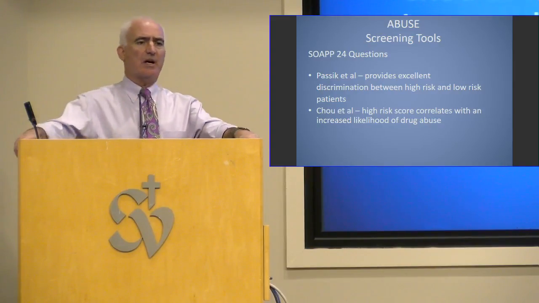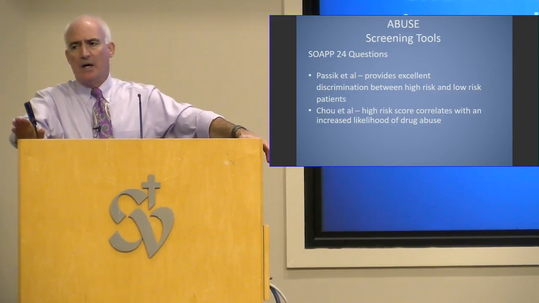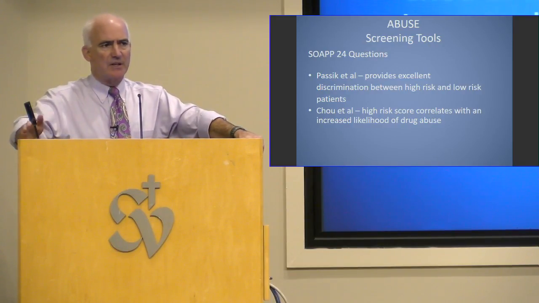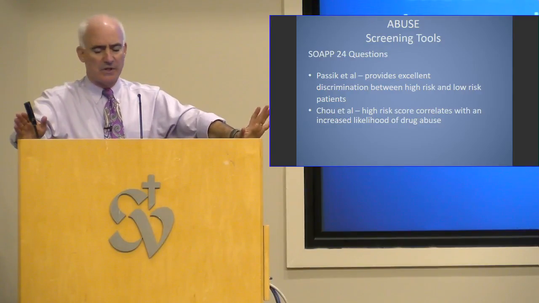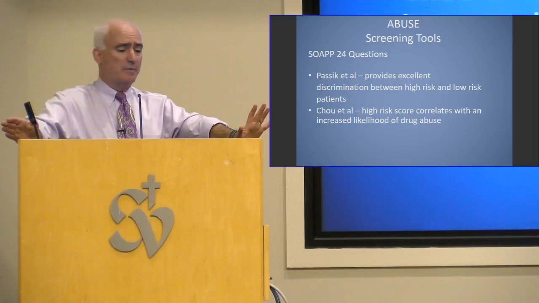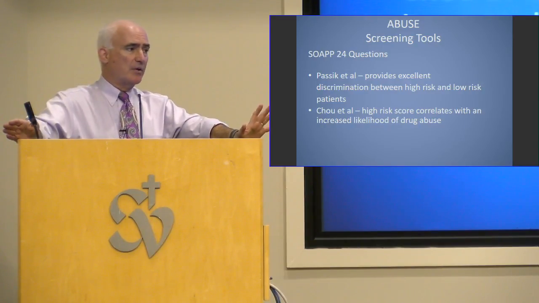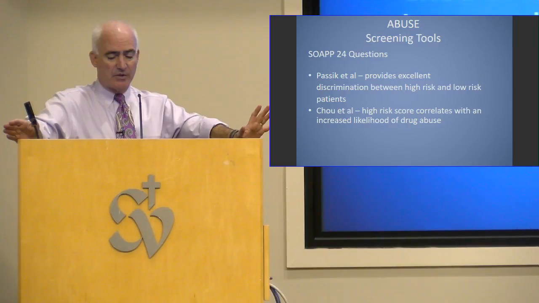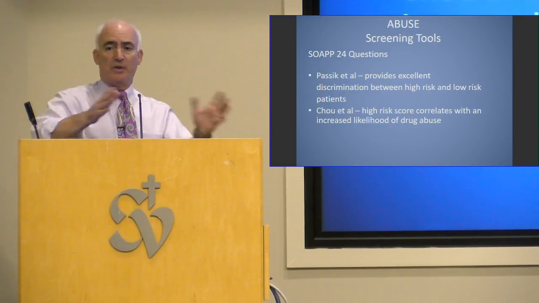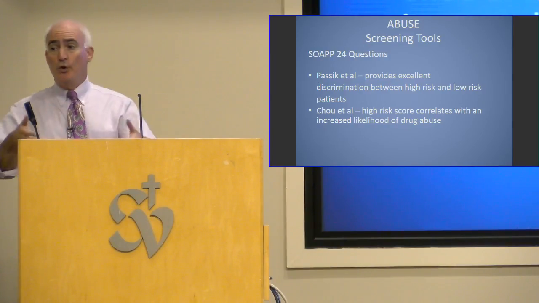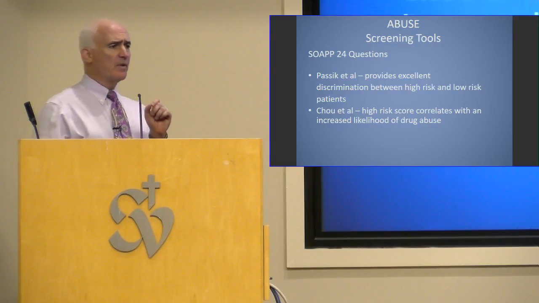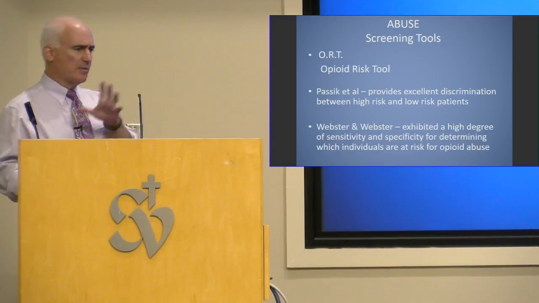Pasek is a psychologist who's done an enormous amount of work in the pain medicine field, and they looked at this as a vetting, saying, what's the validity of this? And it provides excellent discrimination between high-risk and low-risk patients. So this has been validated. Chow et al., another psychologist, said a high-risk score correlates with an increased likelihood of drug abuse. So these have been vetted out. These are two good, useful tools. And this was specifically for the SOAP 24 question, because it's much more detailed.